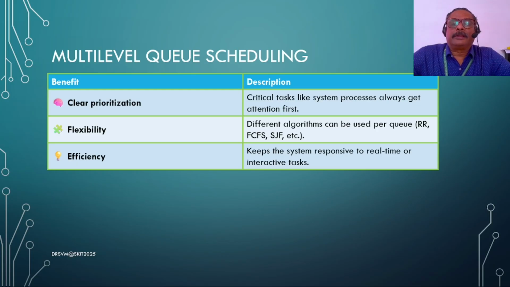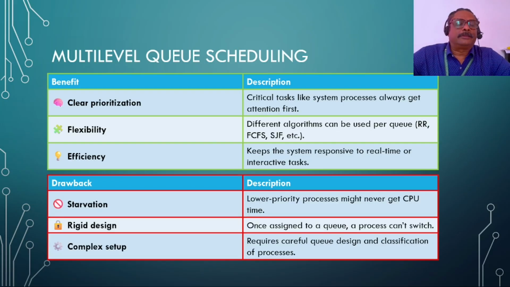And as far as efficiency is concerned, it keeps the system responsive to the real-time and interactive tasks at the earliest, and the slow processes may be delayed, but the ones which need immediate response are addressed immediately, almost in real time, therefore it will be highly efficient. Now looking at the negative side, starvation is a major concern here for low priority processes. Low priority processes may never get CPU time, because every time a low priority process tries to get the CPU, some high priority process may be available in the higher queue, therefore these low level processes may never get a chance to run, and hence will have starvation.